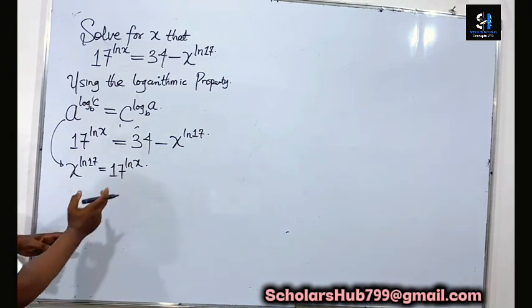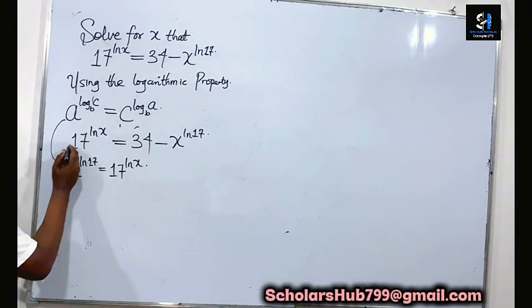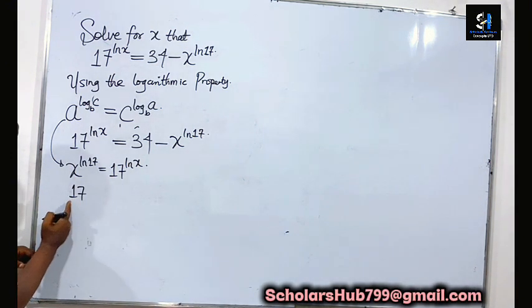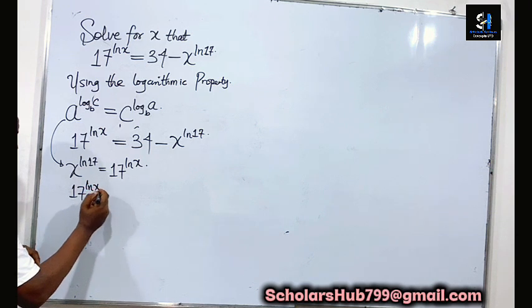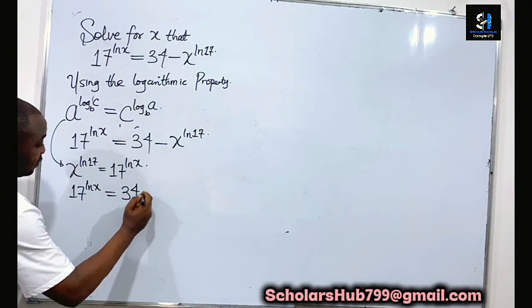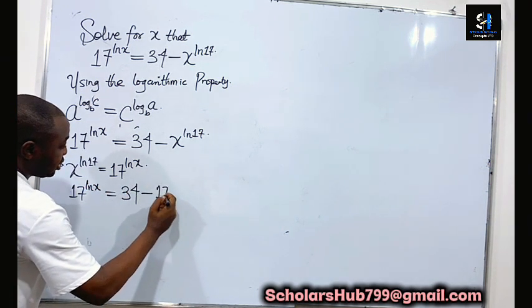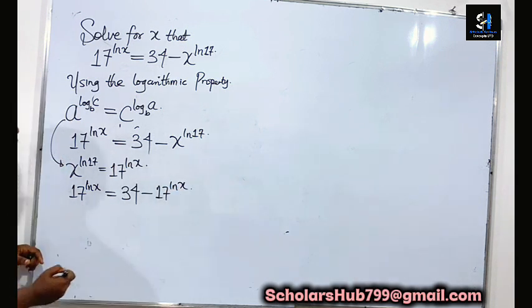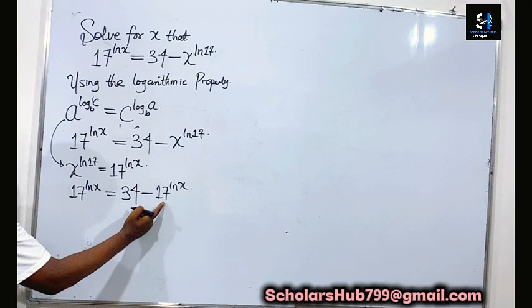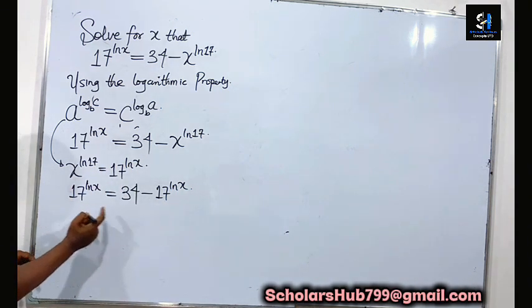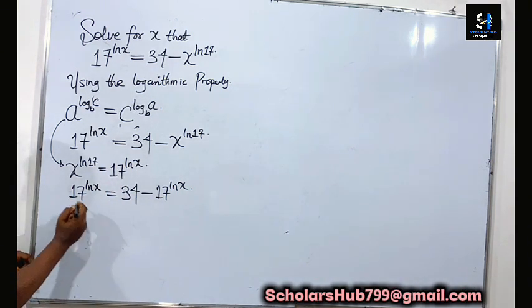So I can now write this equation as 17 raised to the power of ln x equals 34 minus 17 raised to the power of ln x. Now I'm going to combine like terms. I'm going to carry this over to the left hand side from the right hand side, and it will become positive.